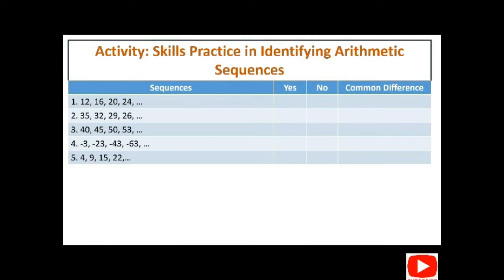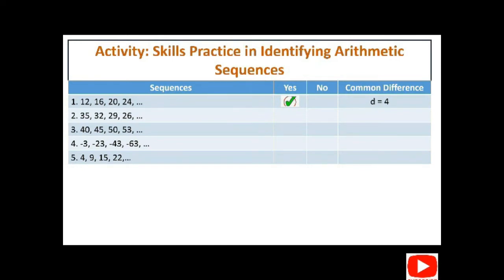12, 16, 20, 24. Is this an arithmetic sequence? Yes. And what is the common difference? The common difference is positive 4. Since the sequence is increasing, it will give you a positive common difference. By checking the common difference, you will just subtract: 16 minus 12 is 4, 20 minus 16 is 4, 24 minus 20 is 4.